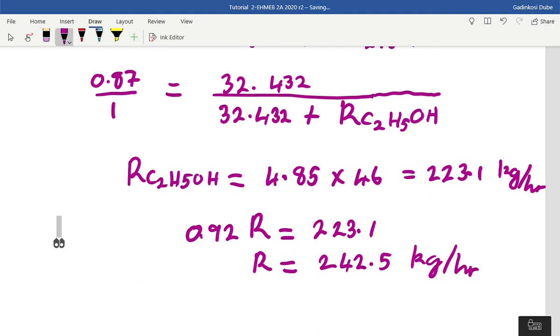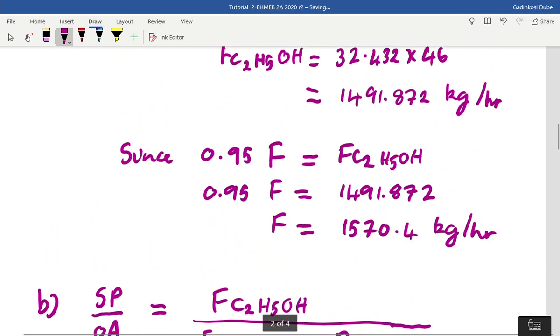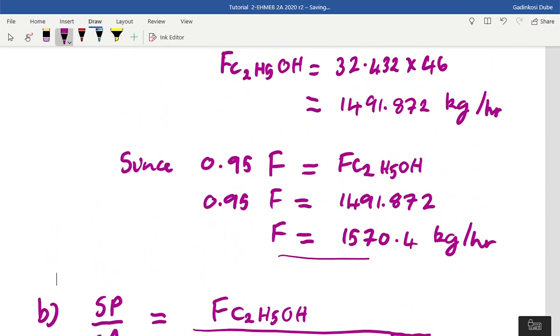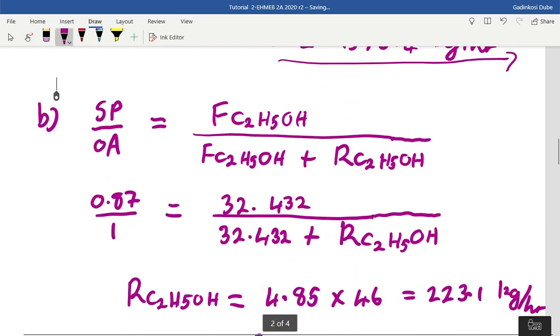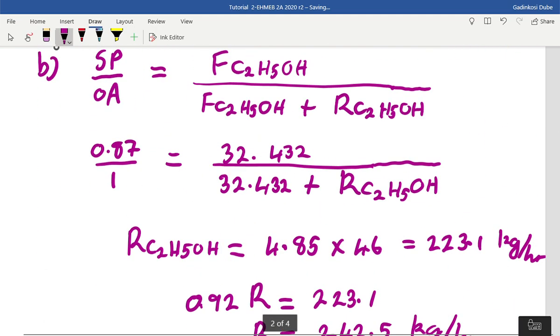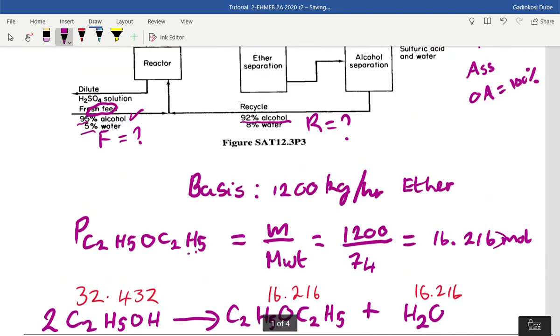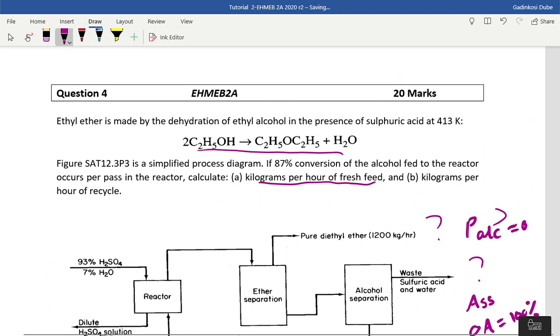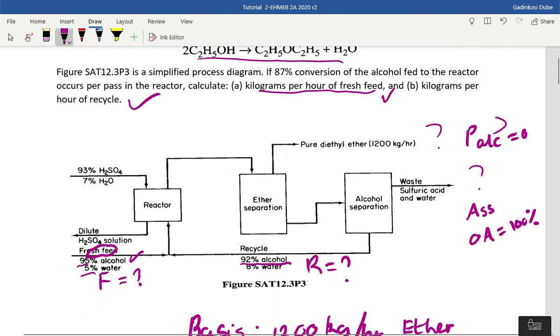So you have your recycled stream, and you also have your fresh feed. This is your fresh feed, and then you've got your recycle. So we've answered the question. If we go back, what was required was to find the kilograms of the fresh feed and the kilograms of the recycle. So we are done with the question.